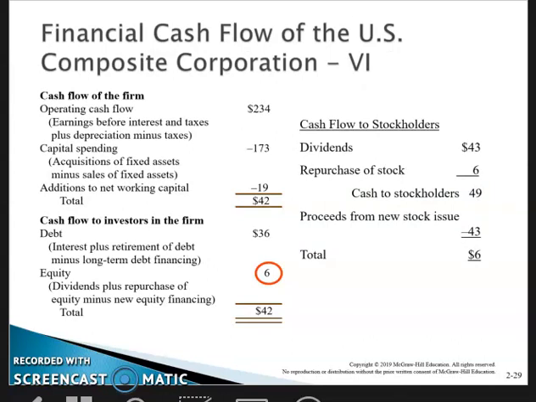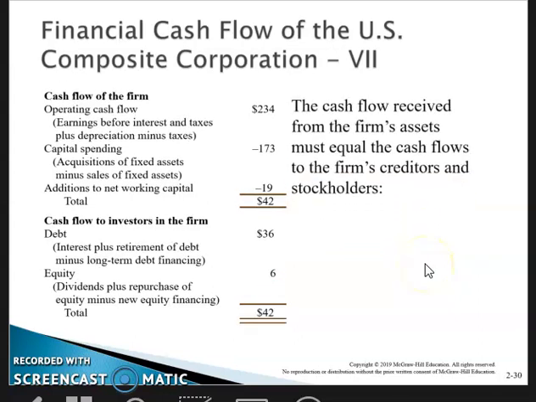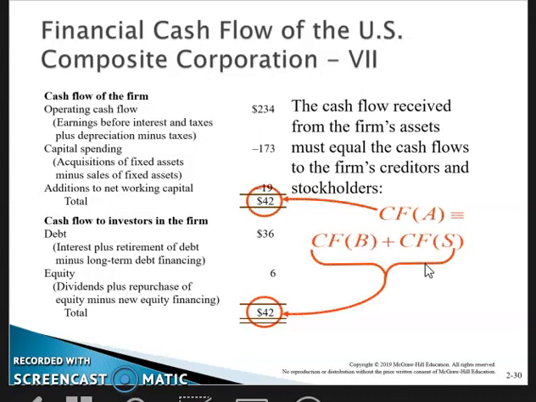So, cash flow to stockholders. We add dividends to any stock repurchases, so that's the cash flow to stockholders. Cash flow from stockholders would be the proceeds of any new equity sales. In here we had 43 million, so the net is 6. So again, the 42 million of cash flow of the firm has to equal the cash flow to the investors. So that's our accounting relationship, the balance sheet equation: assets have to equal liabilities plus equity.